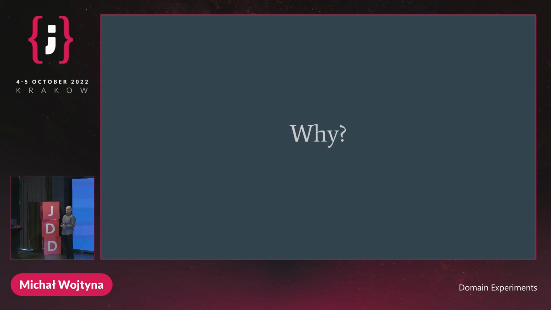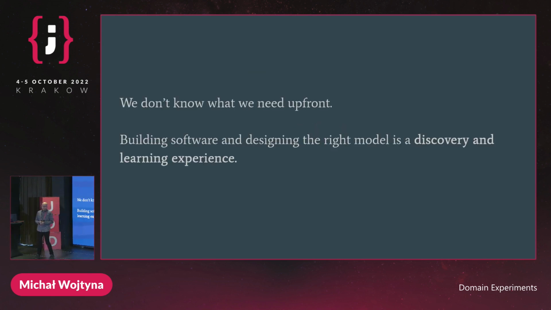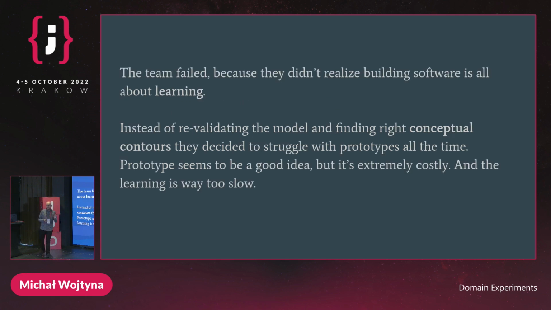Why did it happen? So mainly because we don't really know what we need up front, right? When we just got an idea, we don't know what we need to build. So the main point is that building software is all about learning and experimenting, learning about the domain, learning about the business, learning what we need to build to support the business. Okay, so this particular team failed because they didn't realize it.